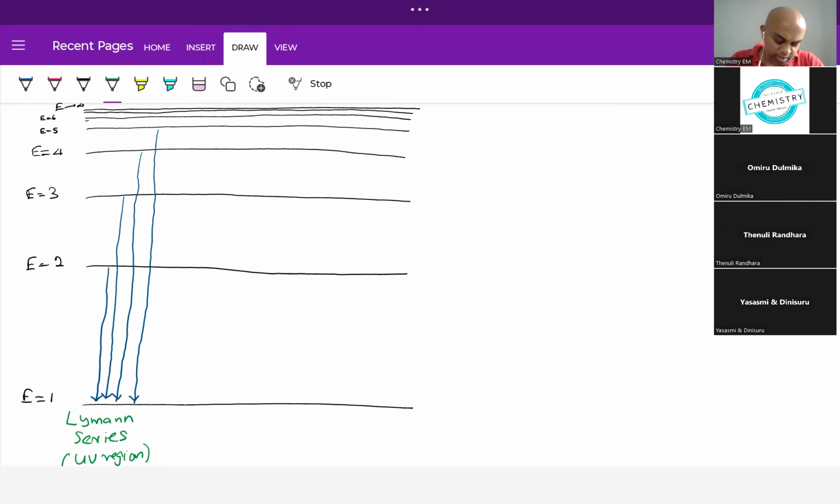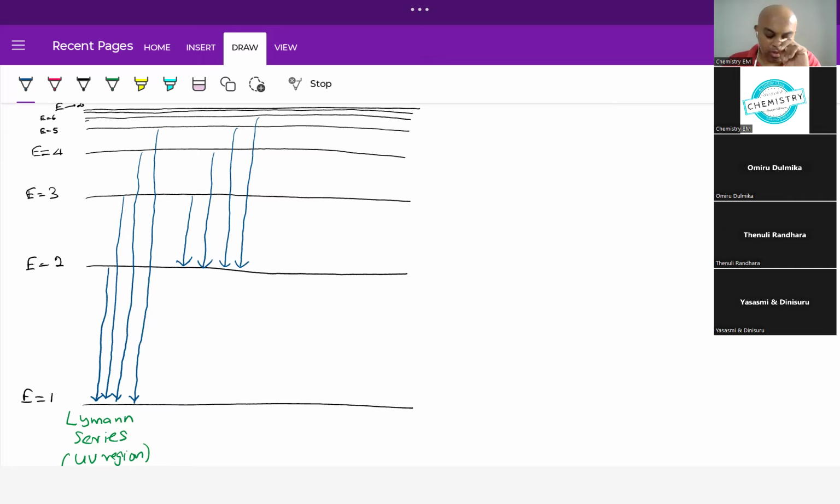There can be situations where the electrons are moving from E3 to E2, E4 to E2, E5 to E2, and E6 to E2, right? So these are the 4 lines that we can see. These are in the visible region, right?